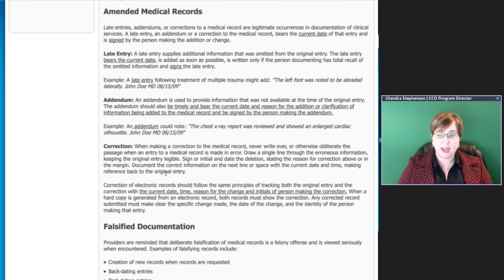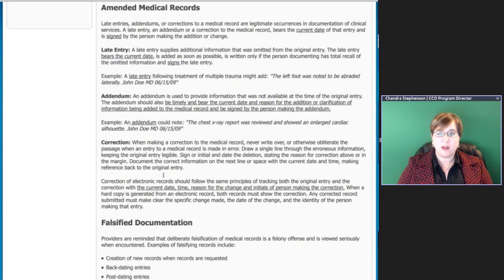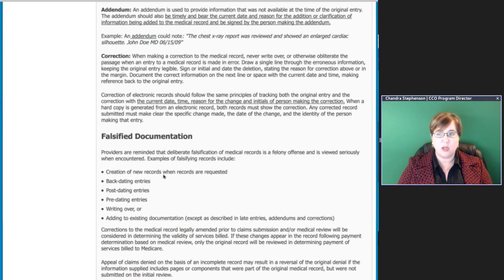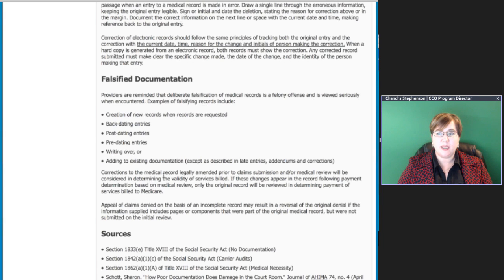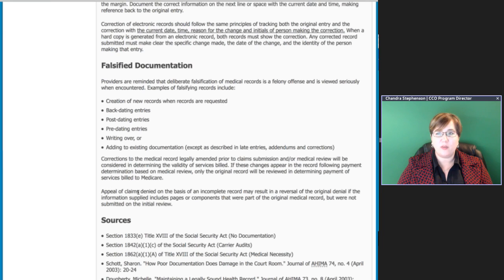A late entry can be added, but this is the area that I would want to talk to my physicians about, because when we're looking down here, they clearly identify that we want to avoid falsifying documentation or even the appearance of falsifying documentation. And this is when we're talking about adding to existing documentation, except for late entries, addendums, and corrections. Those are all acceptable, but when an audit prompts a late entry, that's when we can get ourselves into looking a little suspicious, right?